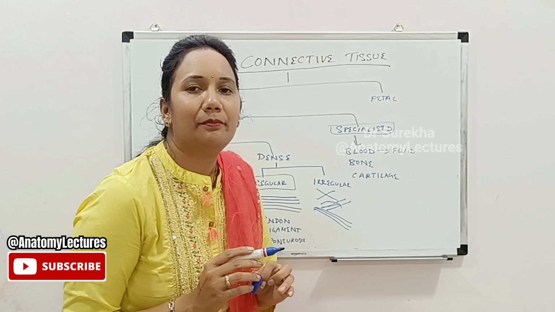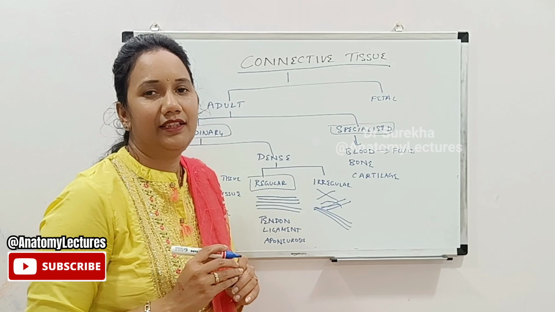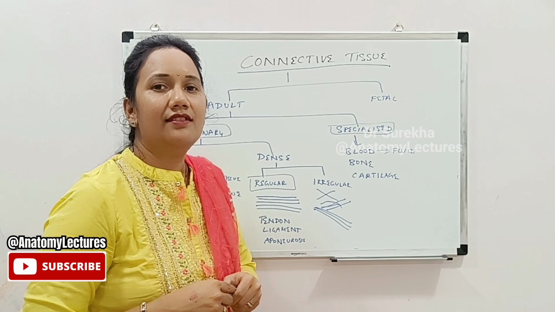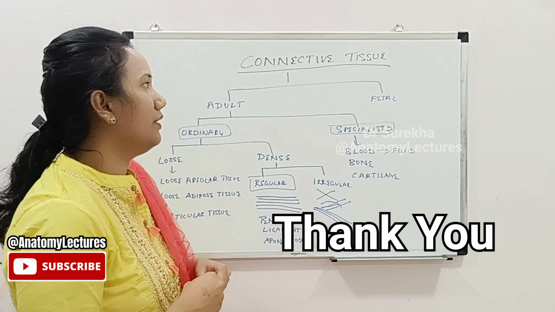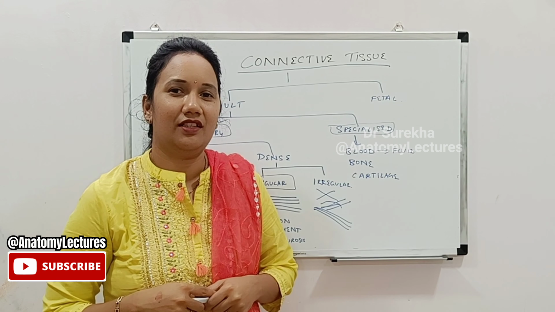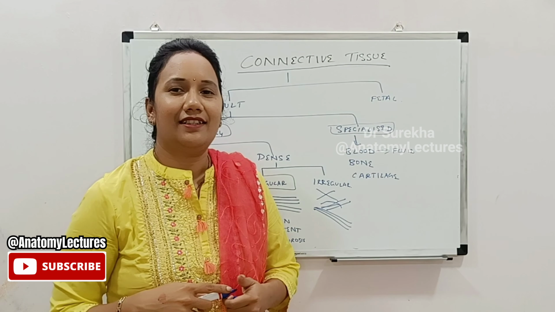And if the fibers which are present are irregularly arranged, it will come under the irregular dense connective tissue. Example for this is the subcutaneous tissue. So with this, we come to an end of the general anatomy of the connective tissues. So in the coming sessions, we will discuss the specialized connective tissues.